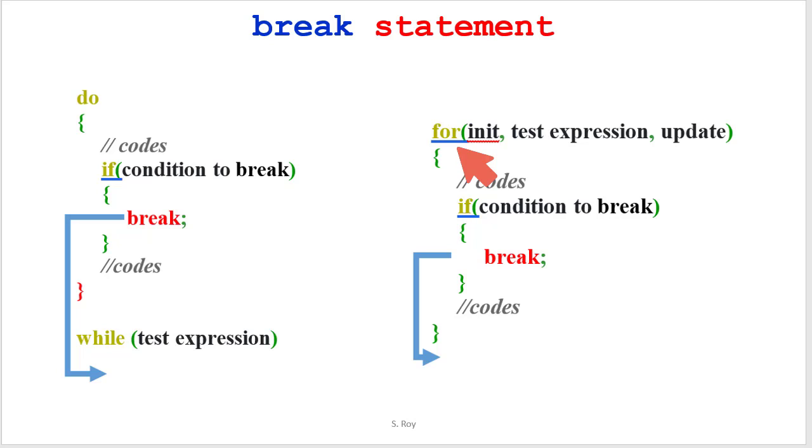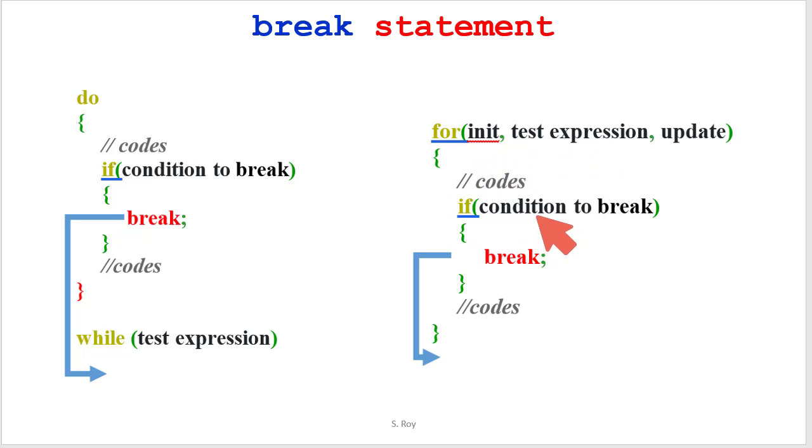Similarly, there is the for loop, with initialization, test expression and update. When the test expression provides a true signal, it enters the for loop and executes all the statements inside. If the if condition does not return true, execution will not enter the if block and the break statement will not be executed. After the code executes, execution returns to check the test expression. If the test expression is again true, execution enters the for loop again.